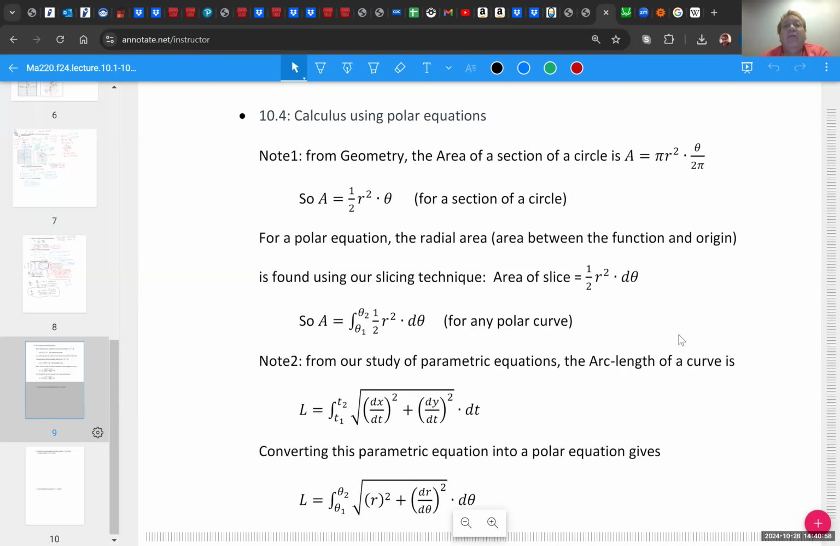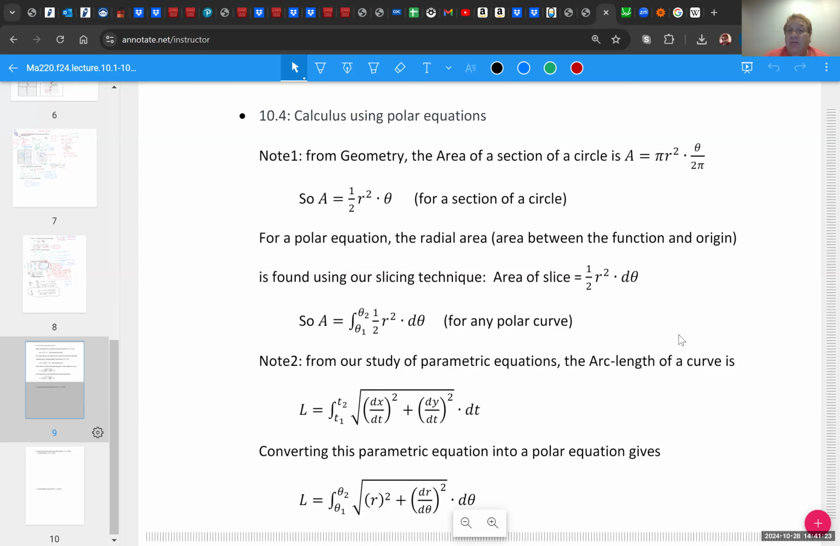Hello there. This video is on section 10.4, where we're going to be doing calculus using polar equations. In the previous section, 10.3, in the video, I introduced what polar equations were, how to convert between polar equations and Cartesian equations, and a little bit of calculus, like how to find the derivative, dy/dx, in polar equations.